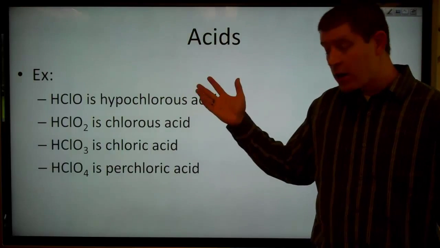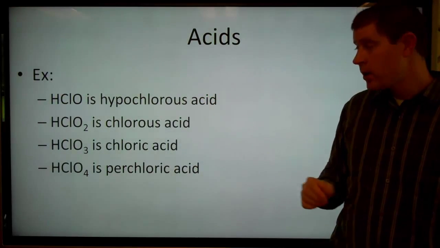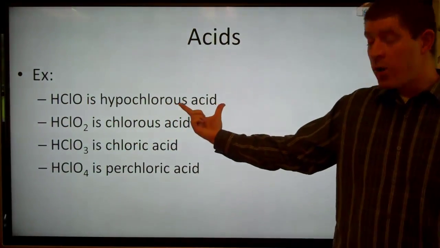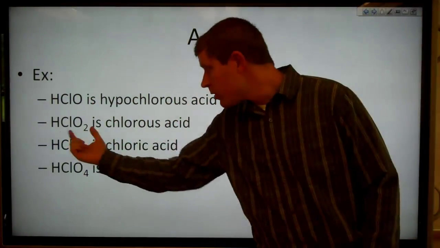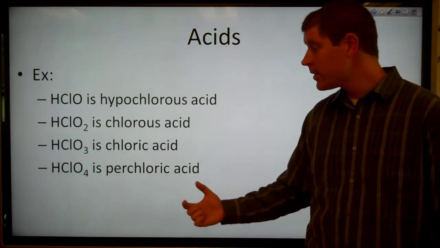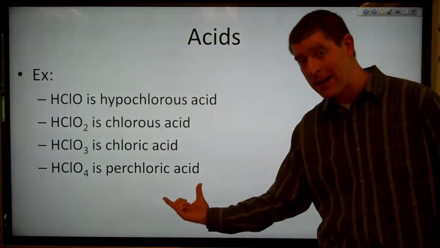So let's look at the chlorine oxide compounds. HClO is hypochlorous acid, HClO2 is chlorous acid, HClO3 is chloric acid, HClO4 is perchloric acid.